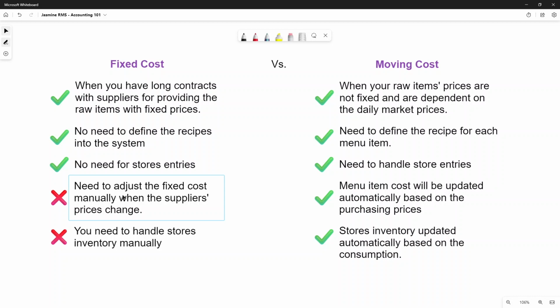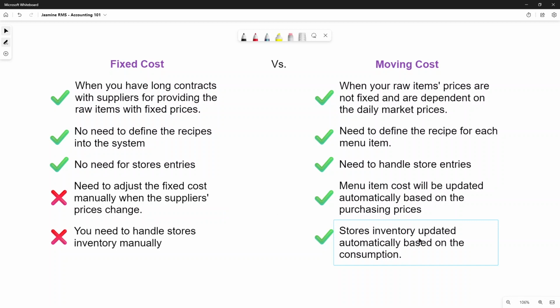But here, the prices and the cost are not updated automatically. We need to adjust the fixed cost manually when the supplier's prices change. So if the supplier decided to change the prices next month or next quarter, we need to go to all menu items and adjust the fixed cost for them based on the new prices.